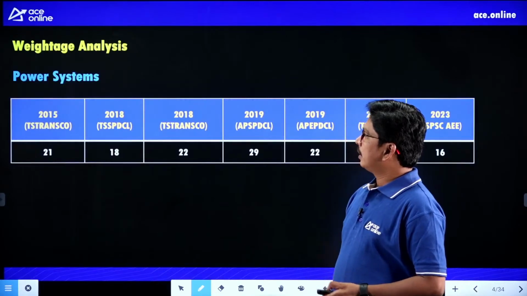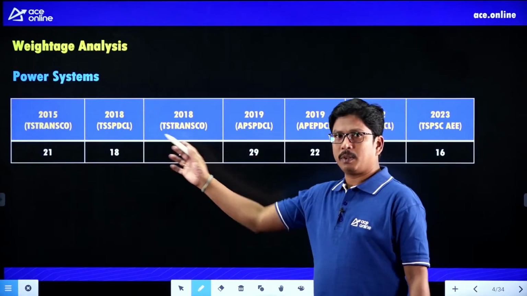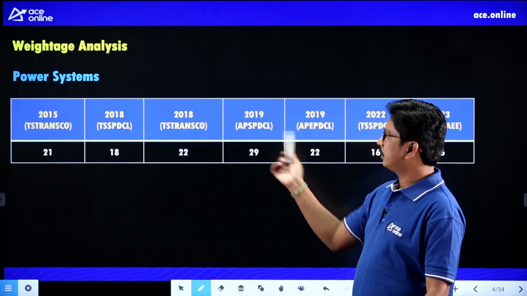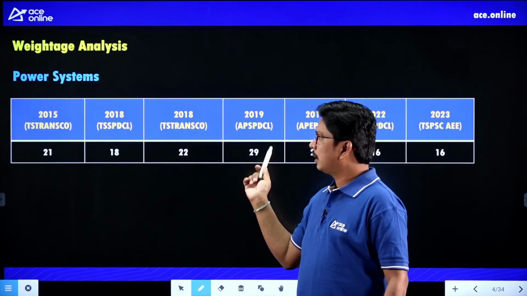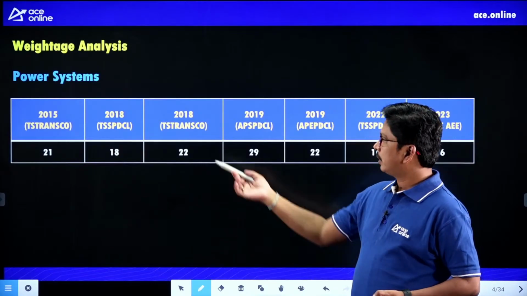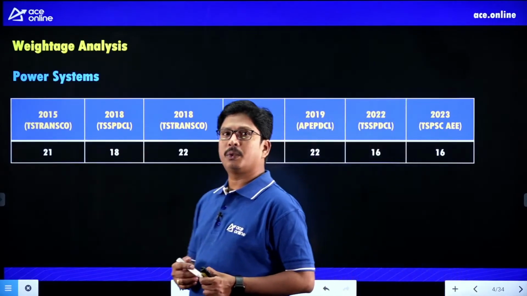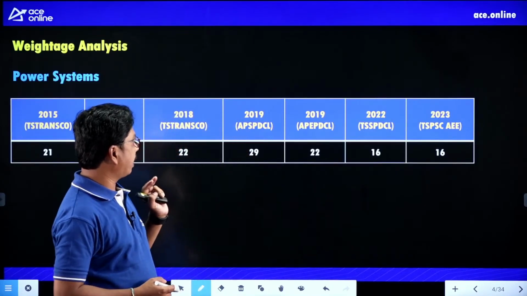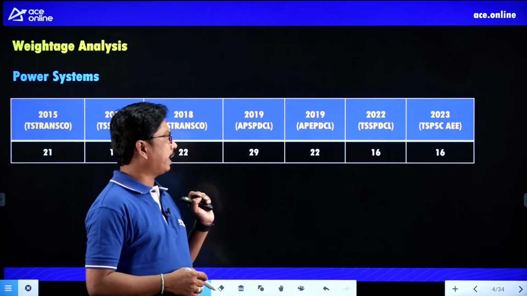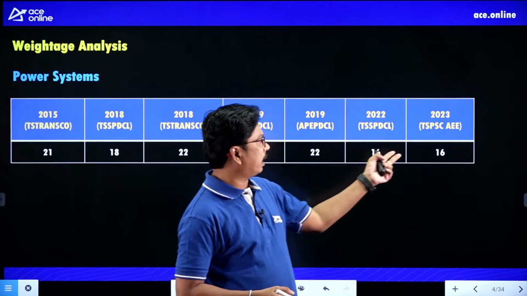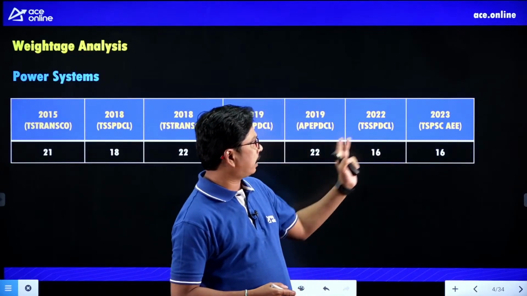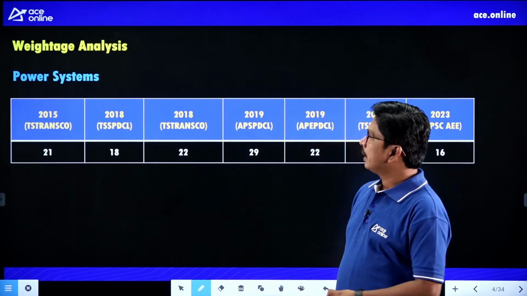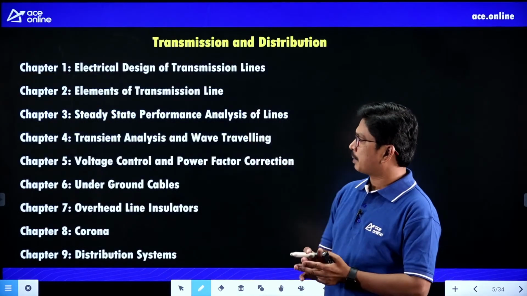So if you see the weightage, we have discussed this in the previous class already. What is the weightage of the entire power systems in each and every year, right students? You can go through that weightage. We are having the highest marks of 29 in AP SPDCL in 2019, and in recent years we are getting 16 and 16 in TS SPDCL and TSPSC-AE examinations students, right? Now coming to the syllabus of transmission and distribution.